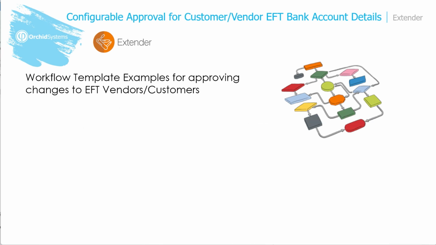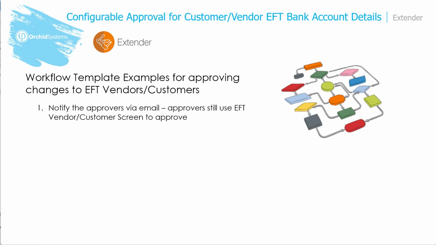We are now going to look at two workflow templates for approving the changes to EFT vendors and customers. In the first one, the workflow template will simply notify the approvers via email that there are records for them to approve or reject, but they will still go and use the EFT vendor or customer screen to do the approval or rejection.